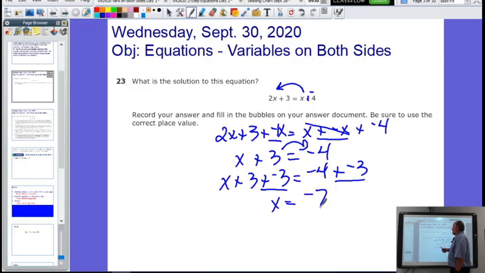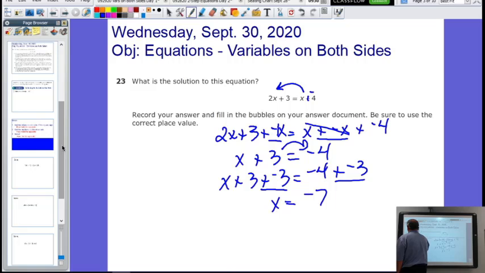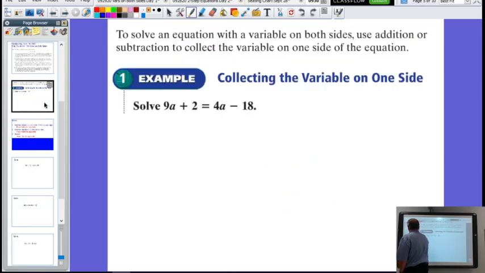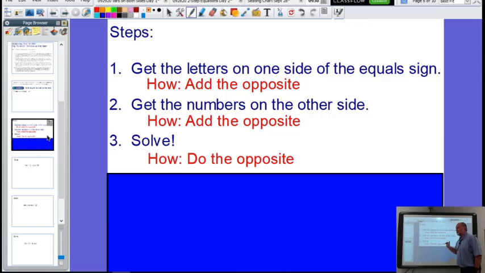Okay, so let's go on into our lesson for today. I did have one other warm-up question, but we're going to skip that. So we started off yesterday with this problem: 9a plus 2 equals 4a minus 18. And we realized and found out that there's just 3 basic steps to solving these types of questions.